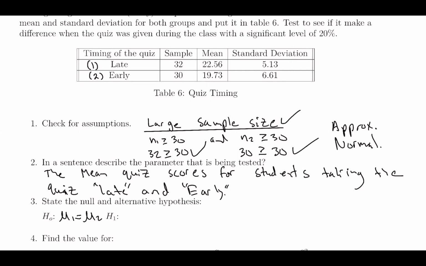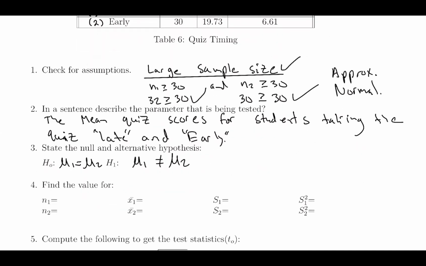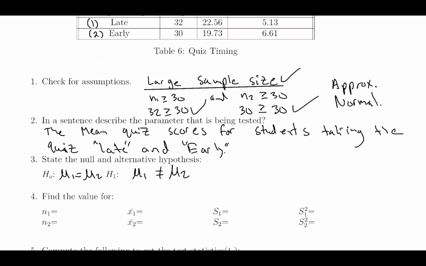So for this one, do they make it clear cut who they think will do better, or do they just say we just want to prove there's a difference? Yeah, just a difference. So we'll say mu 1 is not equal to mu 2. Everybody good with the null and the alternate hypothesis? Perfect. All right, so let's fill this out.